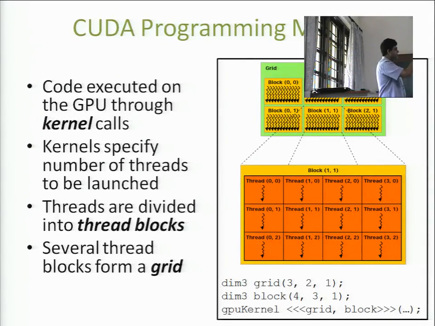So you have a grid split into blocks. In this case, the grid has 3 by 2 thread blocks. So it has 3 blocks along the x direction and 2 blocks along the y direction. That's what the dimension 3 grid 3, 2, 1 is saying. Each of those thread blocks has 4 threads across and 3 threads vertically. That's what the block size is saying. And that kernel call is saying this is the number of threads I want to launch.